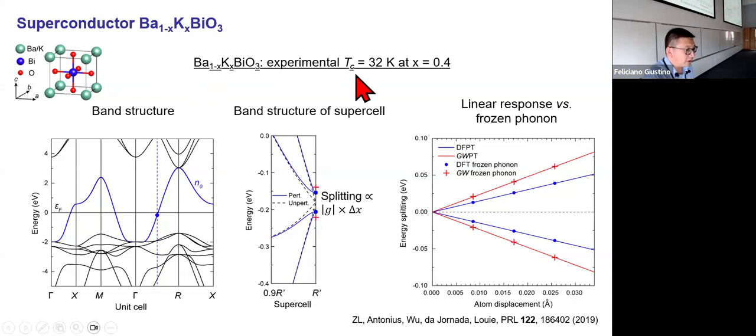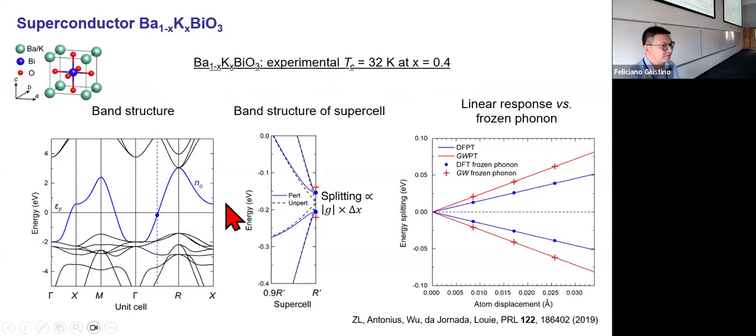So this material, as I mentioned, has an experimental Tc around 30 Kelvin at its optimal doping, when x, or the hole, is 40% doped into this material. And this is the band structure. You see, in terms of electronic structure, it's pretty simple and friendly for us. Just one band, with a smooth and simple Fermi surface.